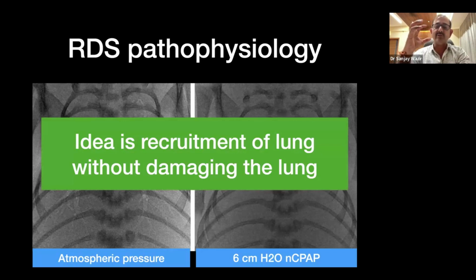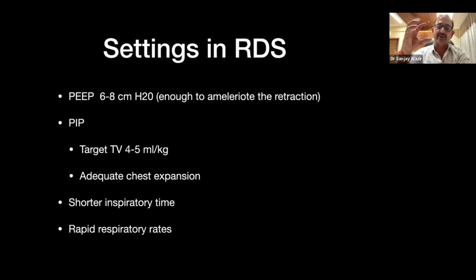So the idea is to have a recruitment of the lung without damaging the lung. You don't want to cause overinflation, and there are various ways you can damage the lungs: flow trauma, rheotrauma, barotrauma, volutrauma, biotrauma. But the idea is to recruit the lung and get into the middle part of the PV loop of the lung without causing damage. So in setting up RDS, as I said in the first slide, the MAP oxygenation is to optimize the PEEP.